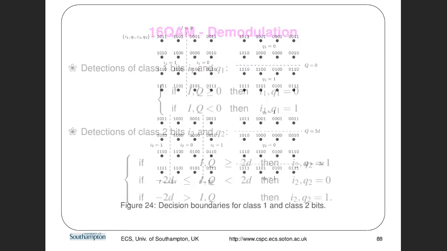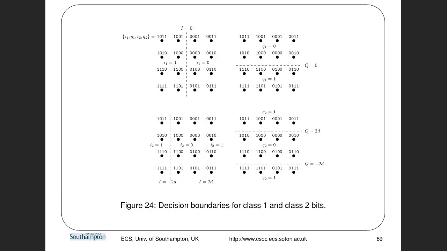So for the decision boundary, let's directly look at the figures here. Here we copy the 16QAM constellation four times because we have four bits.